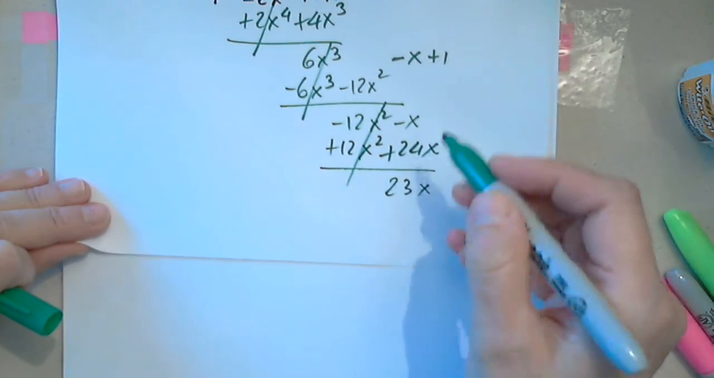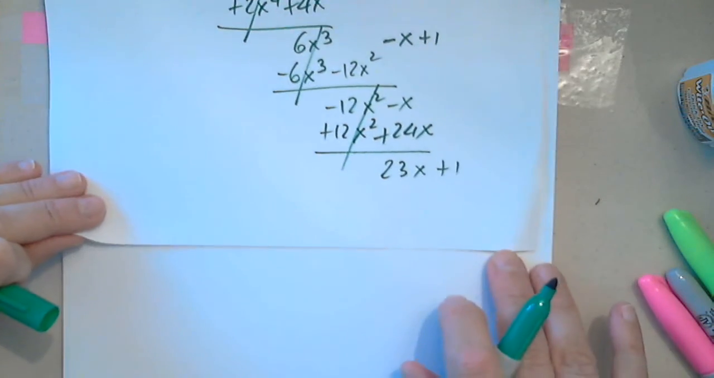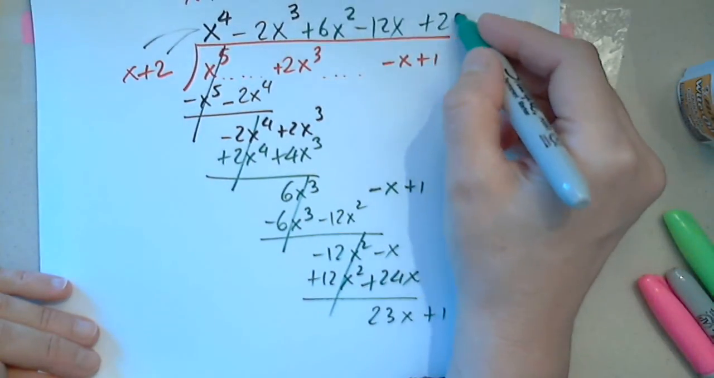And this is 23x, and finally plus 1. So this is plus 23.